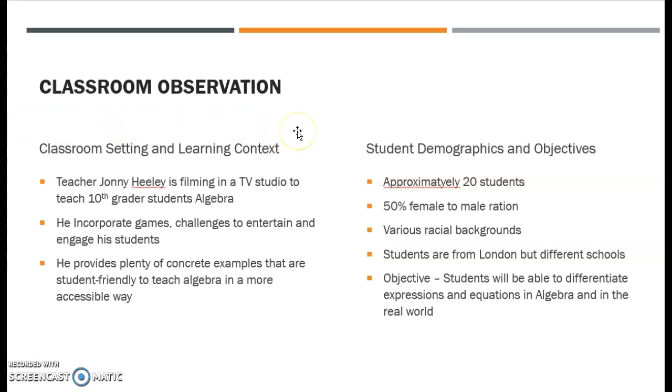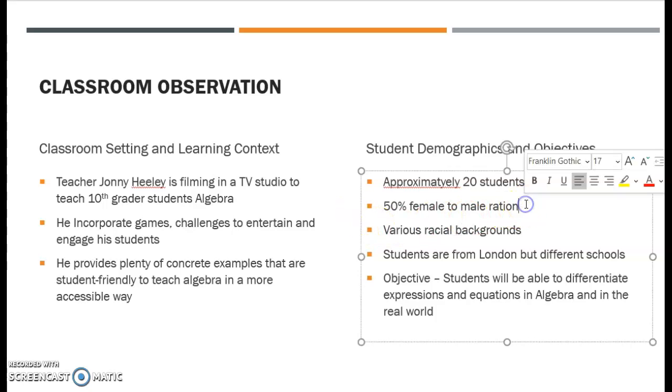The demographics for this filming were approximately 20 to 25 students. It was half girls to boys, various racial backgrounds. This took place in London, but the students were not from the same school, they were from different schools. And the objective was for students to be able to differentiate expressions and equations in algebra and in the real world.